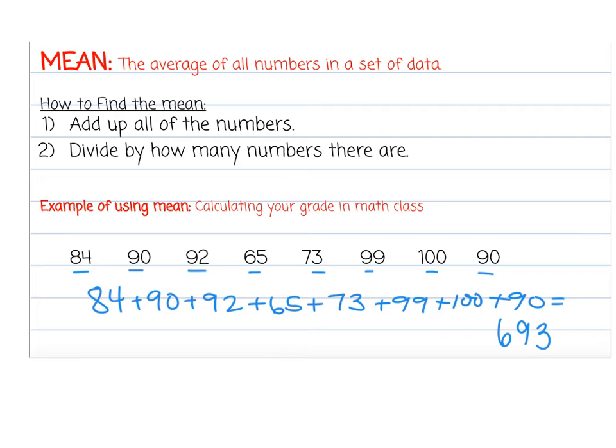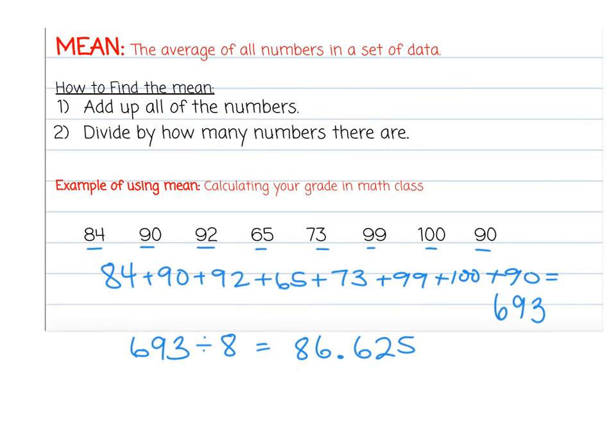So then you are going to take 693 and you are going to divide it by 8. And you get 86.625. A lot of times you'll either round to the nearest whole number or the nearest tenth. So the nearest tenth would be 86.6. So if these were the scores that you got on your different math tests throughout the year, your average, or your mean, would be an 86.6%.